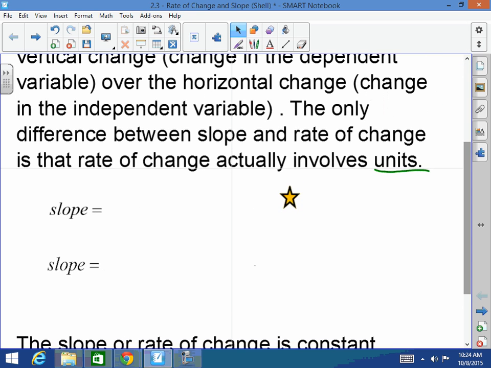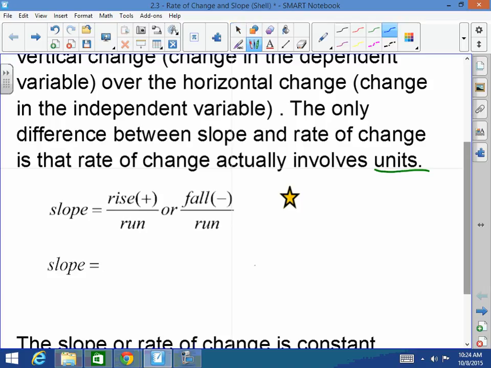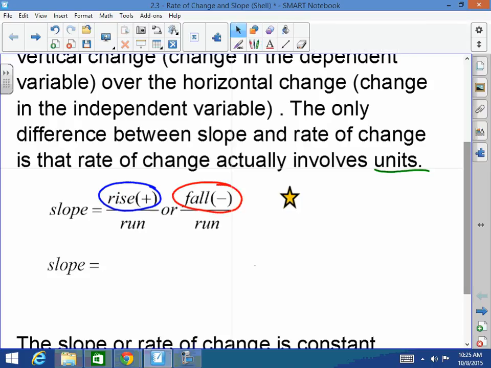And what is the formula? Slope equals rise over run or fall over run. It depends whether it's positive or negative. If you have a positive slope, that means you are going to rise, you're going to go up, and then you're going to run. If you have a negative slope, that means you're going to fall and then you're going to run.